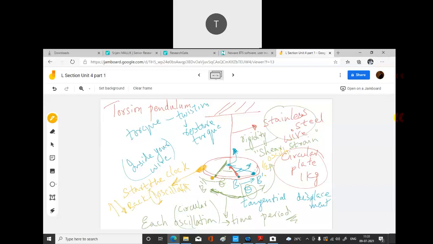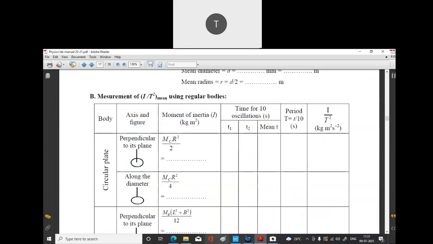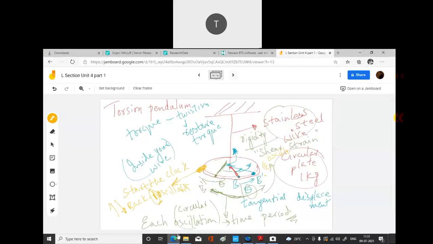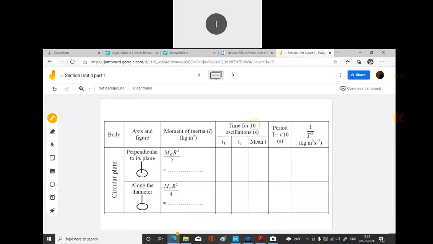How many oscillations you have to do depends. In your case they are asking for 10 oscillations, but in the exam they may ask for 4 or 6 or 8 oscillations. So let us do 4 oscillations, not 10. Then we will find how much time it takes, in seconds.